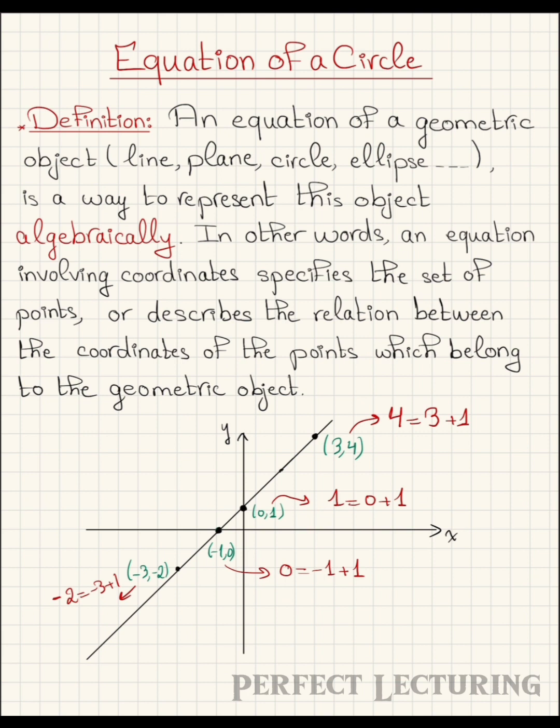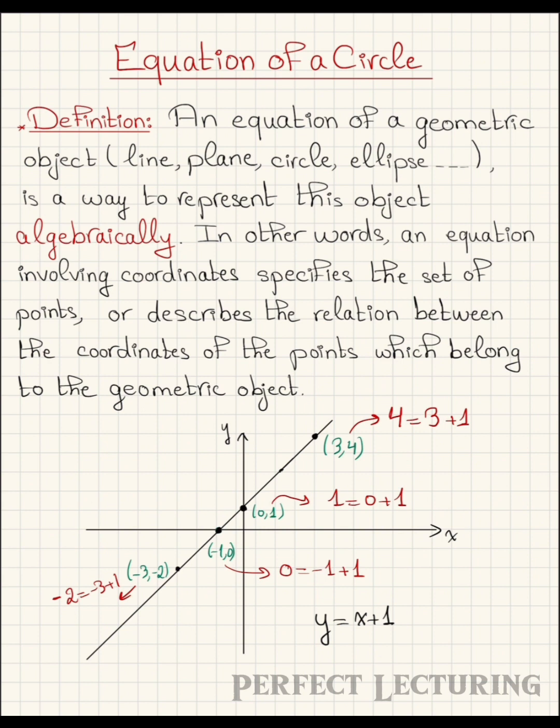So for any point we pick on the line, we will always notice that the y of this point is equal to the x of this point plus 1, which means in general we have y equals x plus 1, and this is the equation of our line, which describes the specific relation between the coordinates of the points on this line. So that is what an equation of a geometric object is.